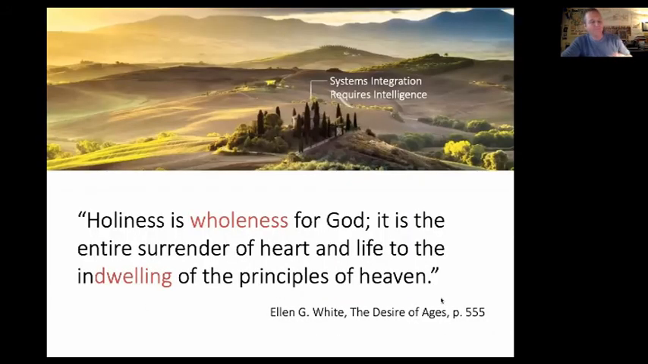And so I like to sort of remind ourselves of that wholeness from a spiritual perspective here at the end before we hand it over to Ryan. And that is this beautiful quote by Ellen White in Desire of Ages, page 555, where she says, "Holiness is wholeness for God. It is the entire surrender of heart and life to the indwelling of the principles of heaven." And so what she's really talking about is that every decision that you make, every aspect of your life is part of a systematic approach of surrendering to God and his will. That's the only way that wholeness is achieved.